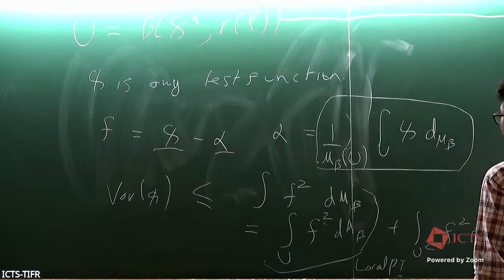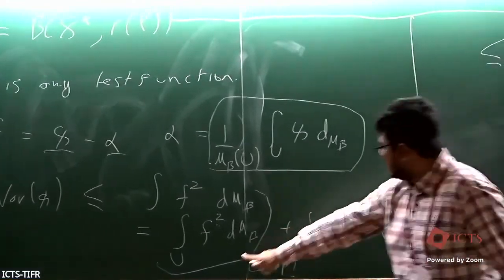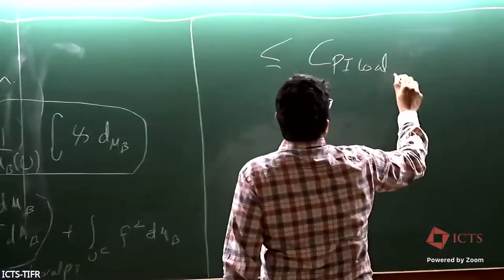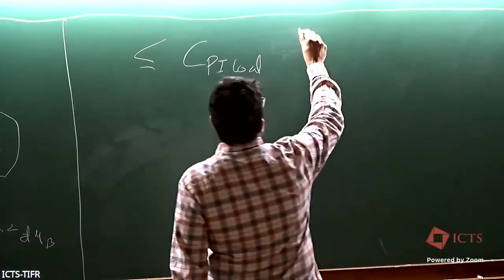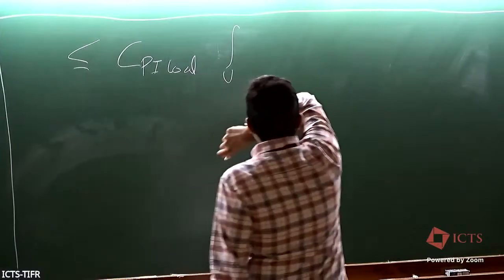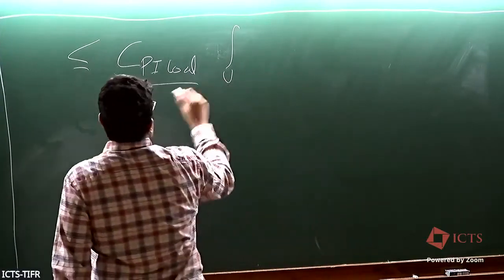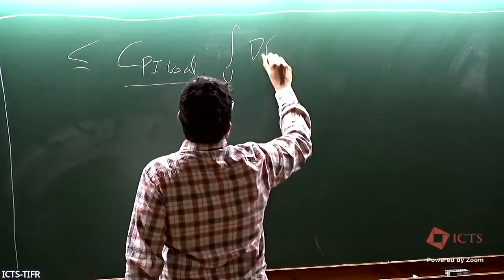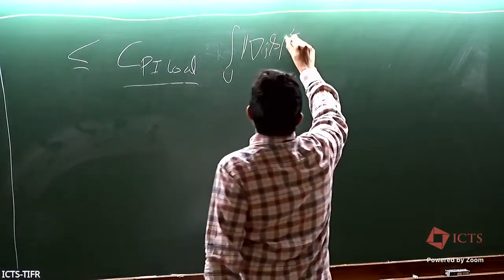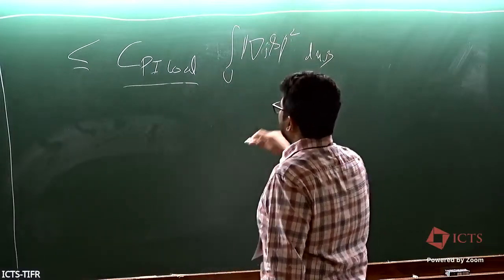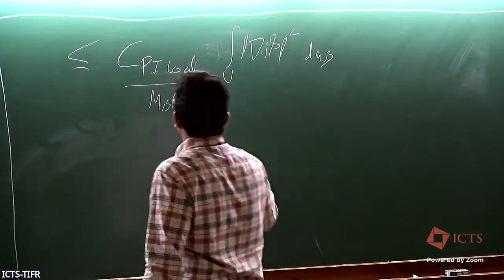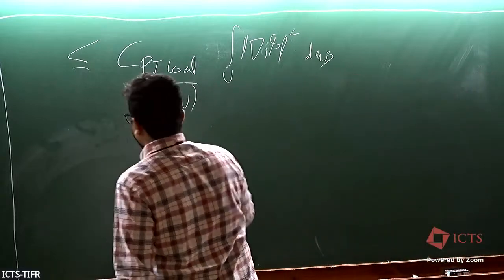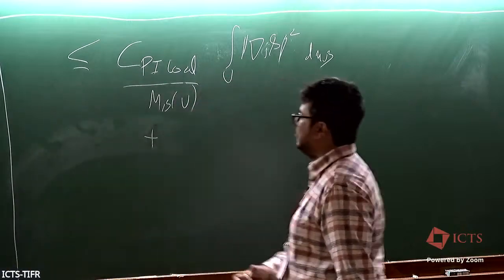So if I did that, I'm going to get that this is less than or equal to, using the local Poincare inequality, C_PI local times the integral over U of the gradient of psi squared d mu beta, and then there's a mu beta of something of this sort. Okay, good. And then what am I left with? I'm left with this term, which we need to handle more carefully.